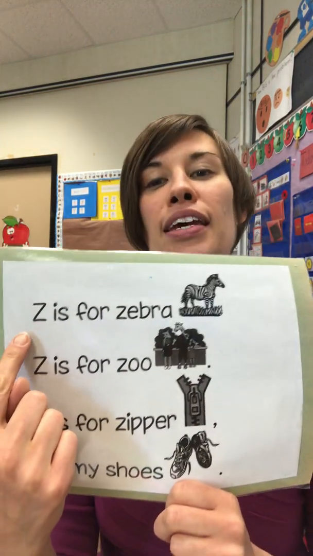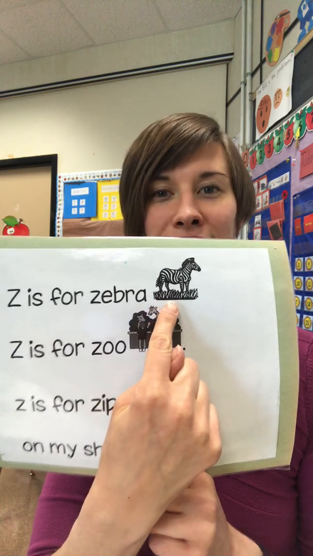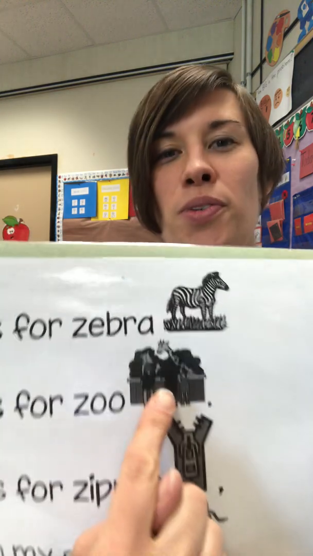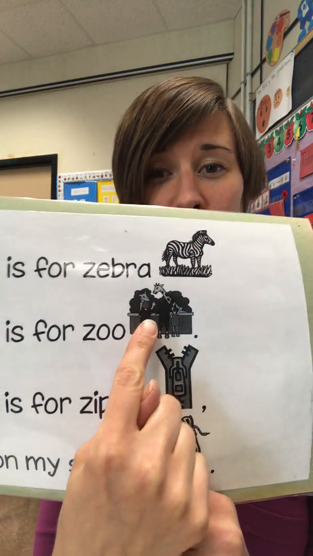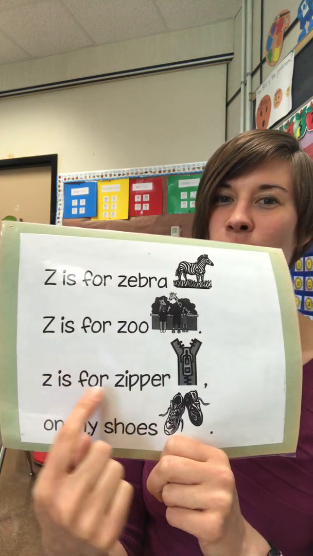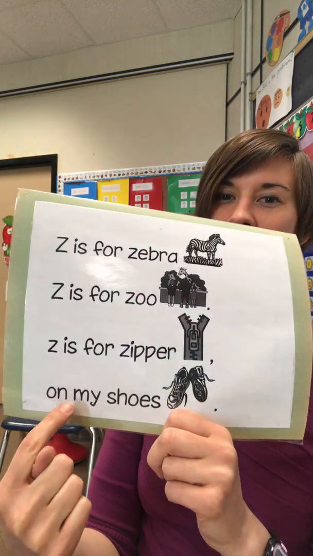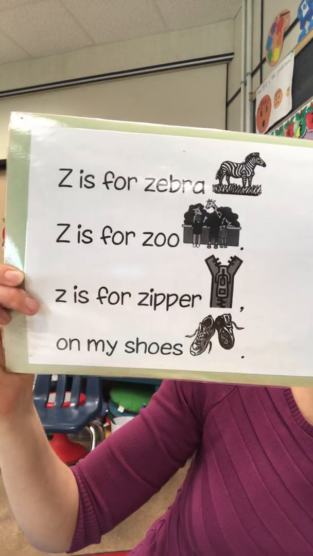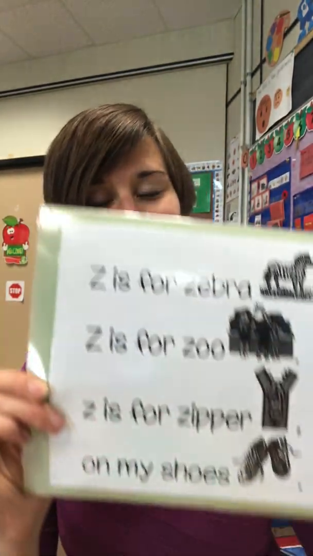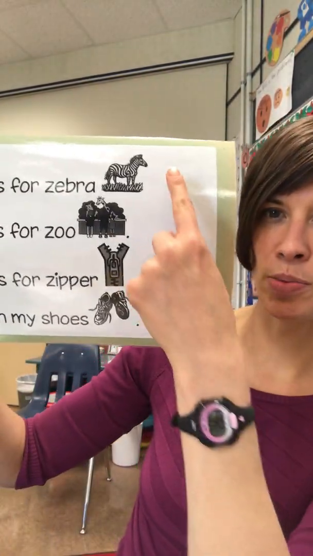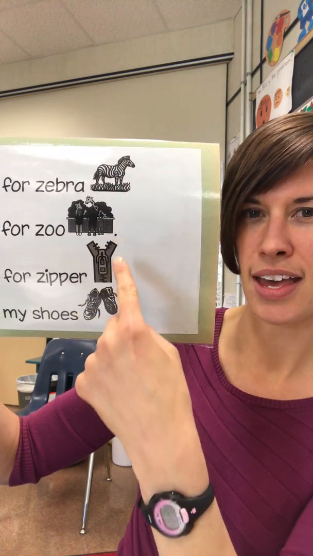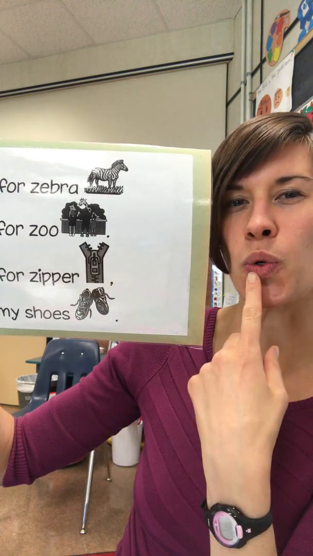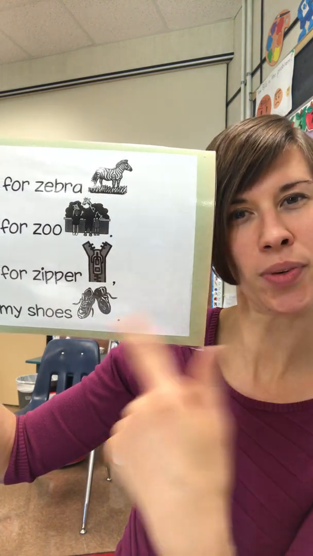So here we go. Z is for zebra. Z is for, where do you go to see animals? Zoo. Z is for zipper on my shoe. And sometimes you do have zippers on your shoes, don't you? Boys and girls, do you see the rhyming words? Zebra, zoo, zipper, shoes. What if we just say shoe? Does shoe rhyme with one of the other pictures here?